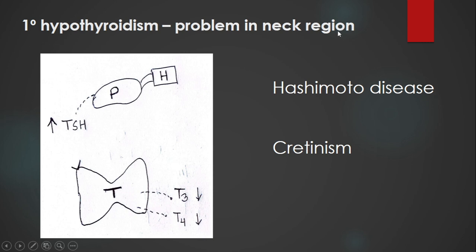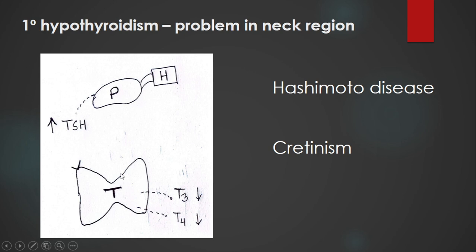Primary means problem in neck region, that is thyroid gland. Hypo means less production. So primary means problem in this thyroid gland. Okay, this is the pictorial representation of the thyroid axis. P means pituitary part, H means hypothalamus, and this T, the butterfly shaped, is the thyroid gland. Okay, let's know primary hypo.